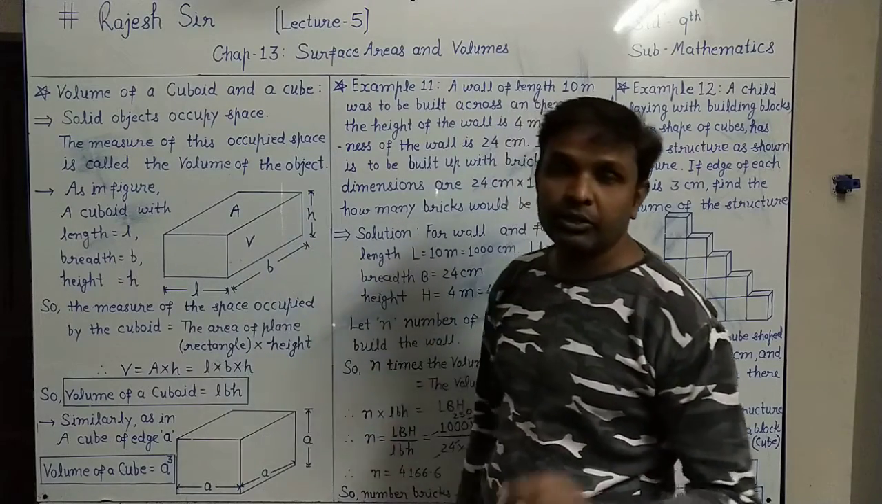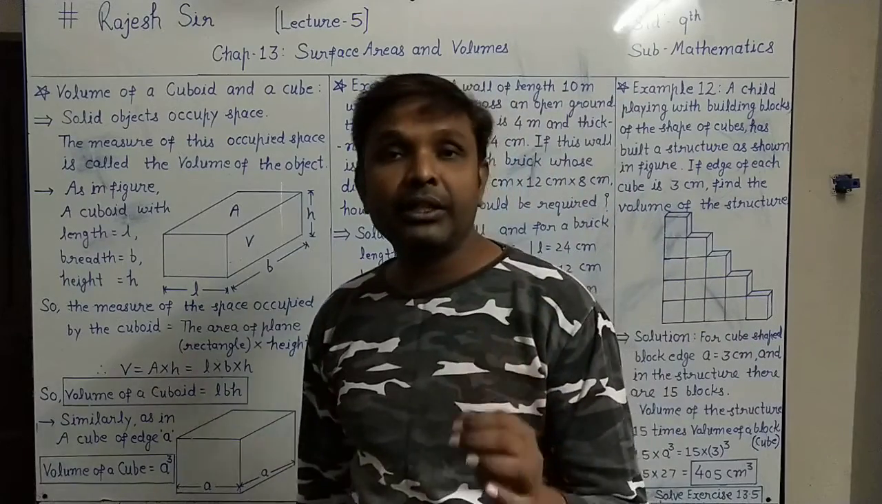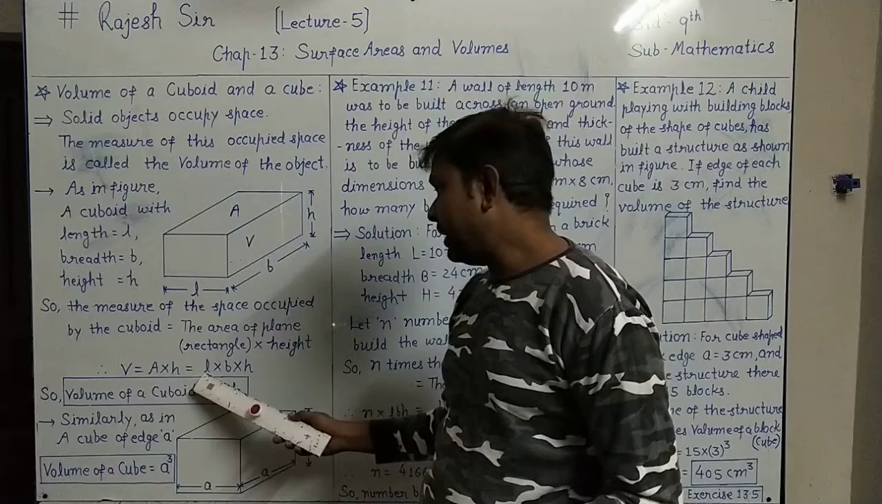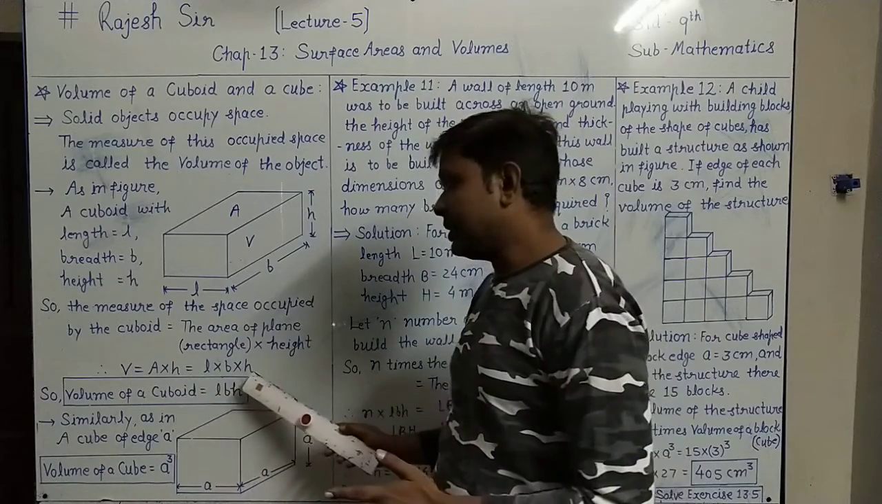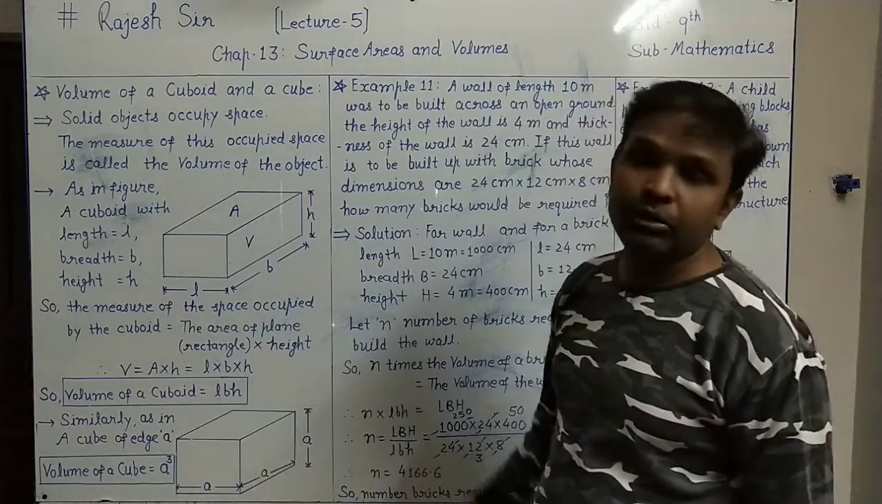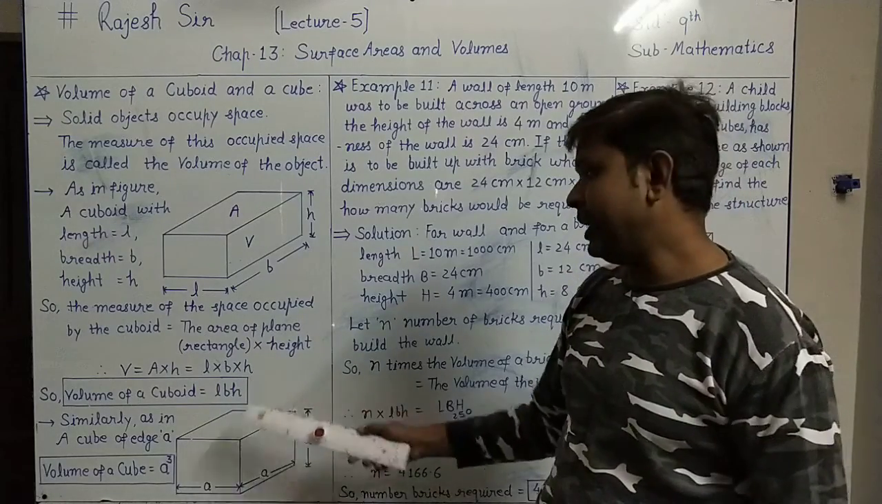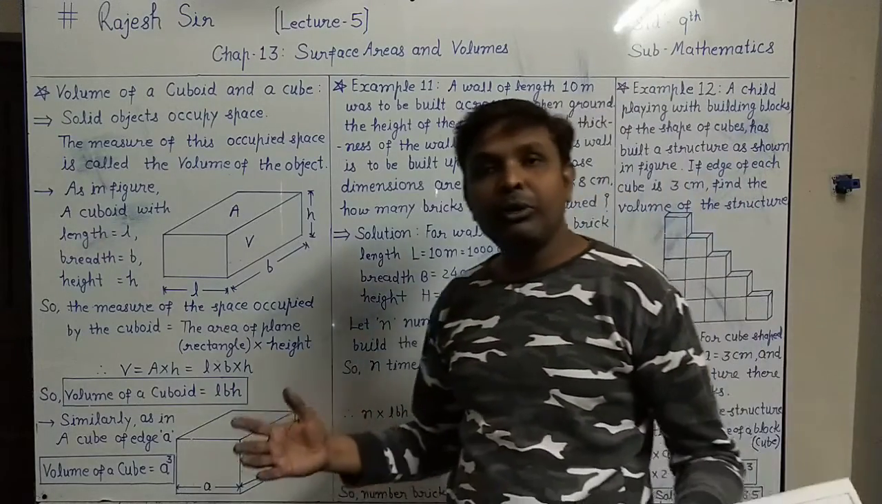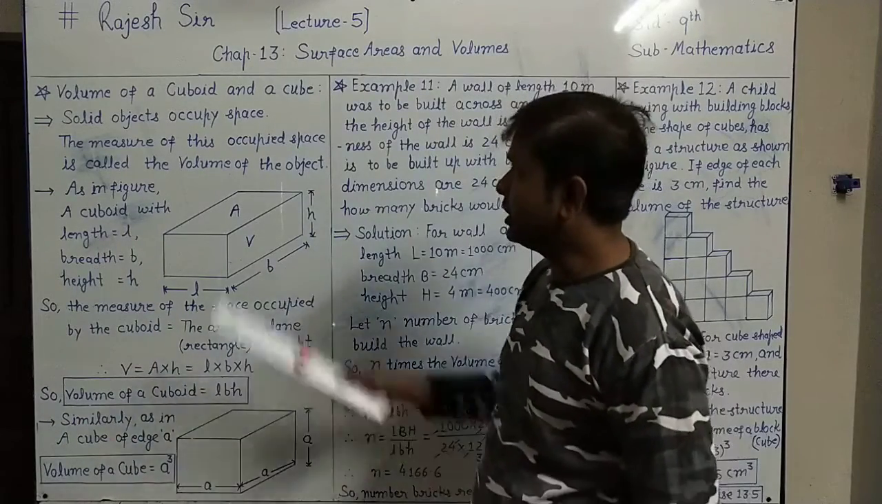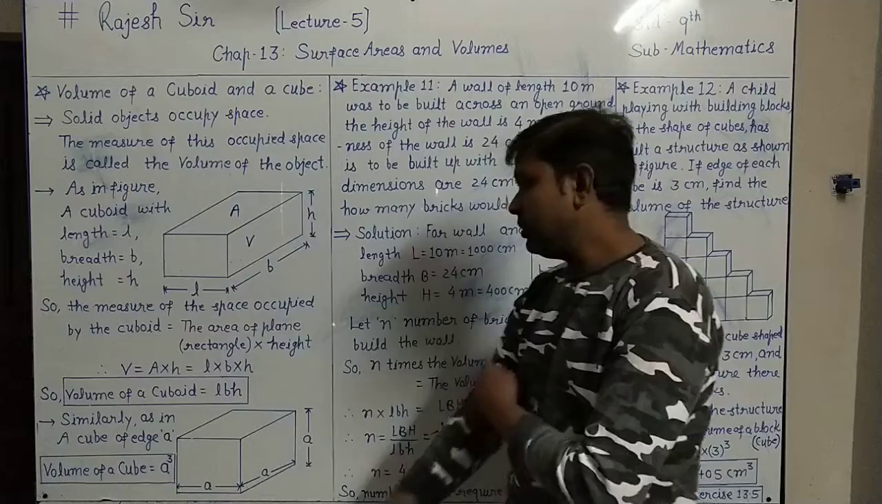The plane has length L and breadth B, and it is a rectangle, so its area is length into breadth. So in place of A we can write L into B, and into H as it is. Therefore the volume of a cuboid is L into B into H, that is in short LBH. So the volume of a cuboid is a very simple formula, LBH.